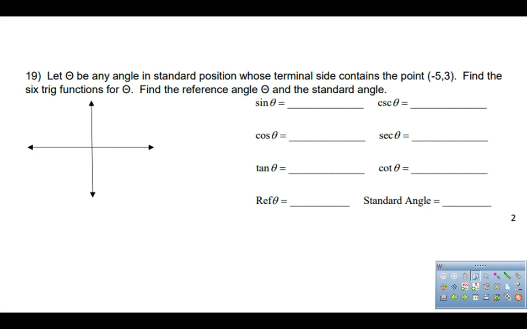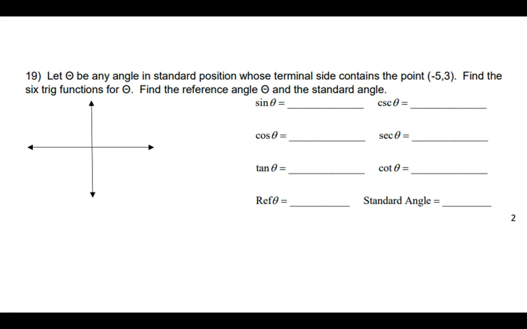All right. So on your toolkit, example 19. I think it's right after the ASTC. It says, let theta be any angle in standard position. So standard position is the ones that you've been graphing, like graphing 100 degrees and knowing that's in quadrant 2, graphing 290, knowing that's in quadrant 4. That's your standard position. So we're looking for some angle in standard position whose terminal side, which is its ending side, goes through the point -5, 3. Find the 6 trig functions, find the reference angle, find the standard angle.